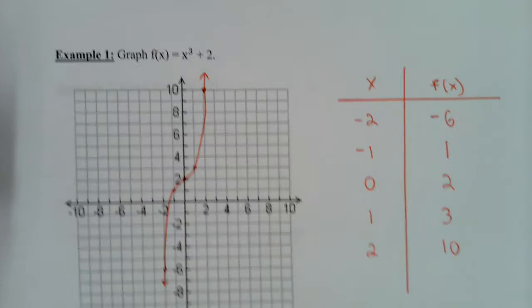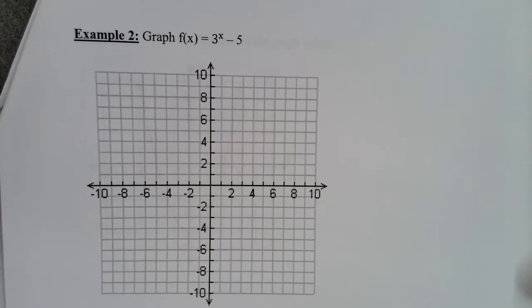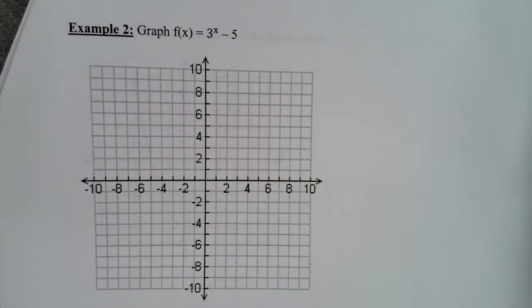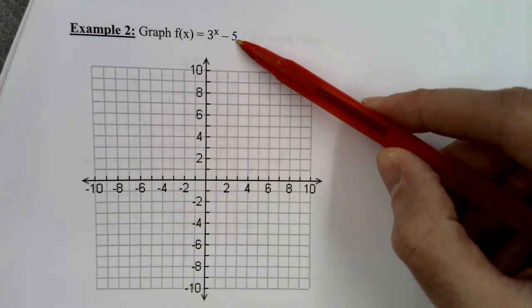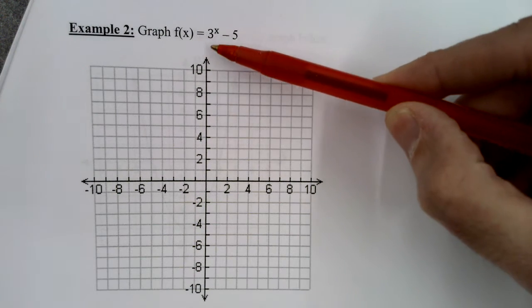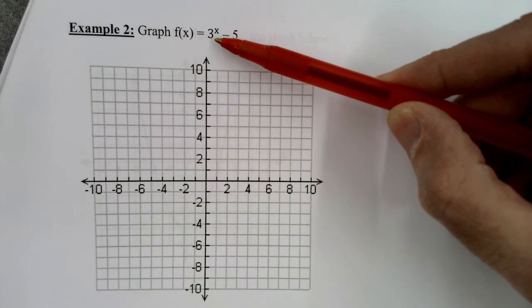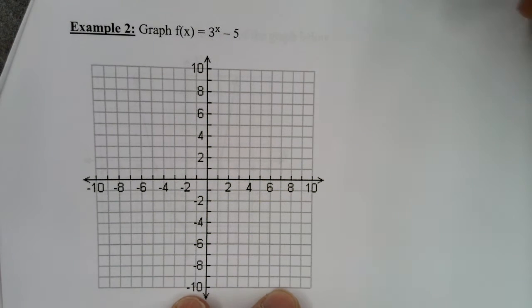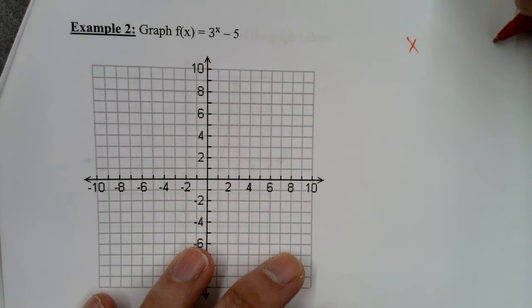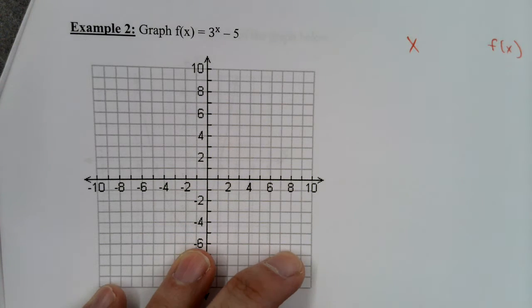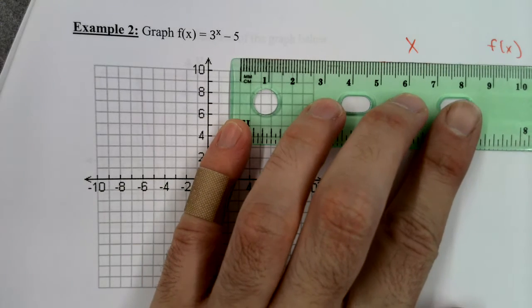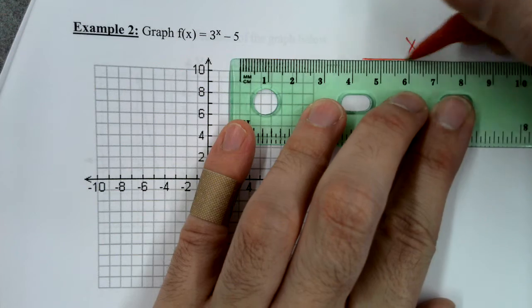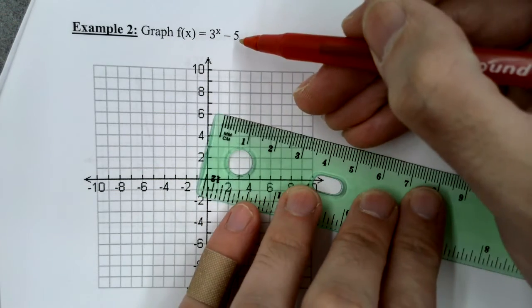Okay. So let's try example 2. Graph f of x equals 3 to the x power minus 5. So this is going to be the exponential parent function shifted 5 units down. You can either graph f of x equals 3 to the x, take each point and shift it down 5, or just make a table. I will make a table for this one. Again, this minus 5 means shift down 5.